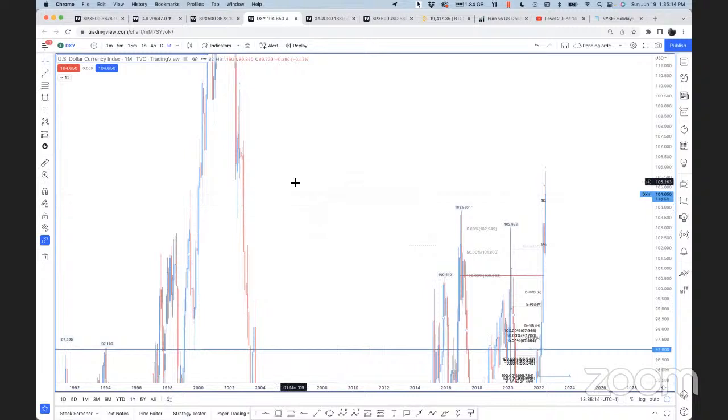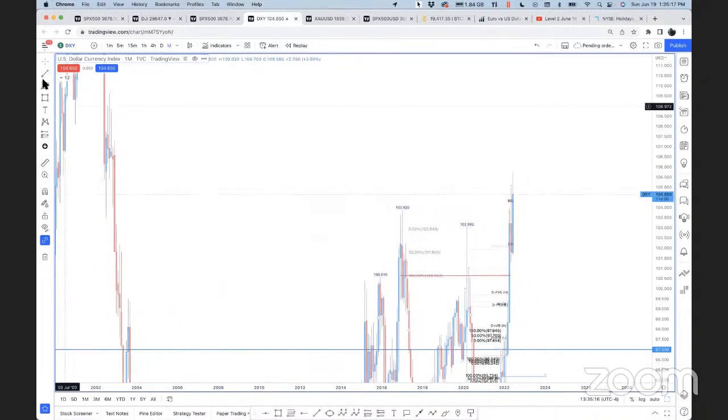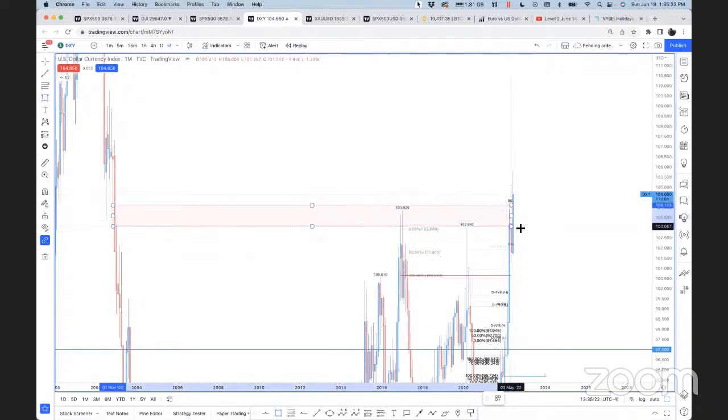If you look at the monthly, you can see where all of these little wicks came from prior to this run up, this little imbalance right here. Right? This imbalance that was left here, we had this wick high, and then we had another rejection right here, but it looks like we traded through it, right? So overall on the monthly, I'm kind of looking for a continuation.